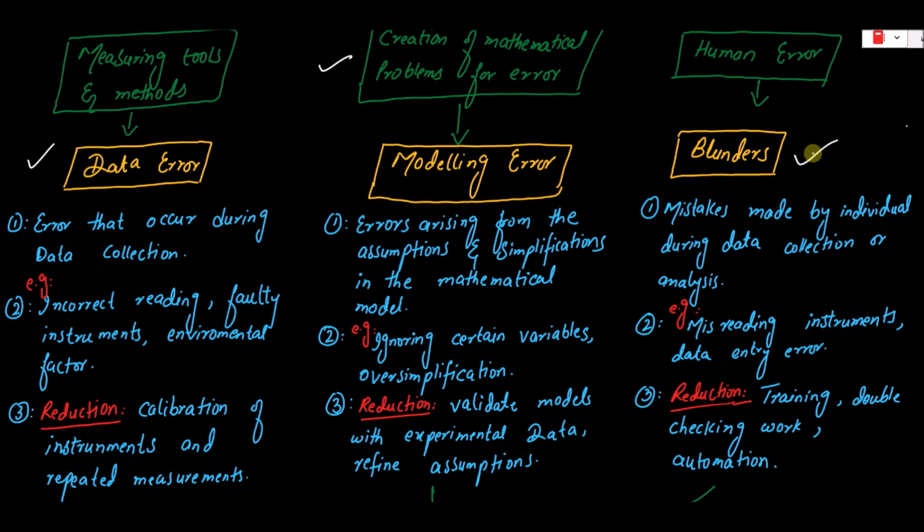Now, how are we going to minimize the human error? Firstly, provide proper training to those involved in data collection. Secondly, double check measurements and data entries. And thirdly, automate processes where possible to reduce the chance of human mistakes.